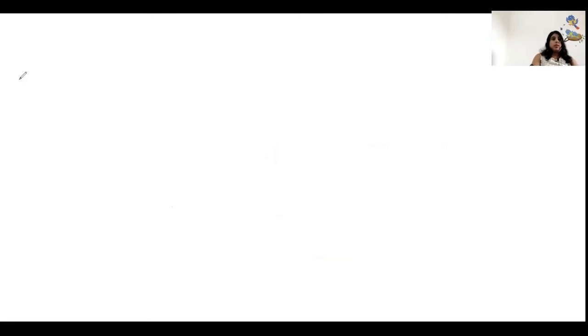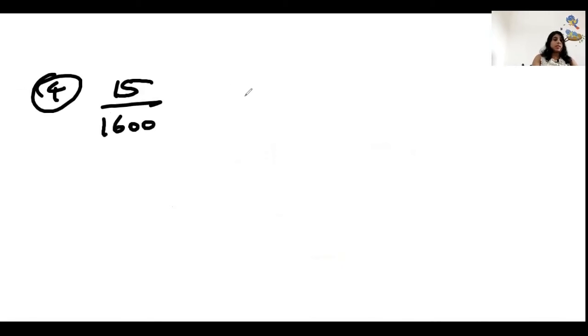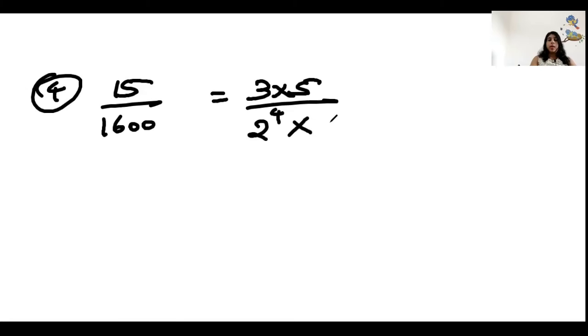What is the next question? It is 15 divided by 1600. So 15 I can write as 3 into 5. Now 1600, I know that 16 is 2 raised to 4, into 100 is there. 100 I can write as 5 into 20 also, no problem for that. So I can cancel this 5 and 5 both. Then again I am writing 3 by 2 raised to 4 into 10.